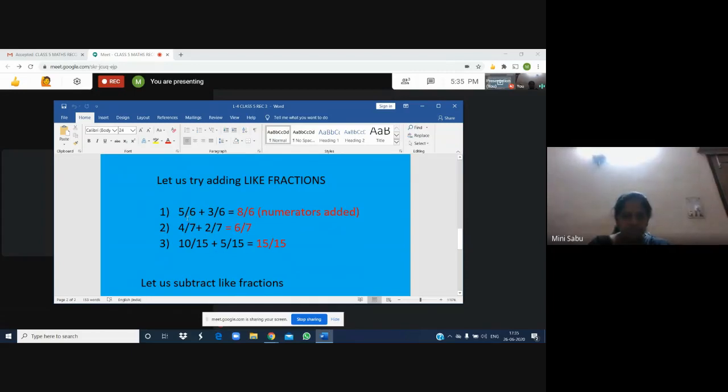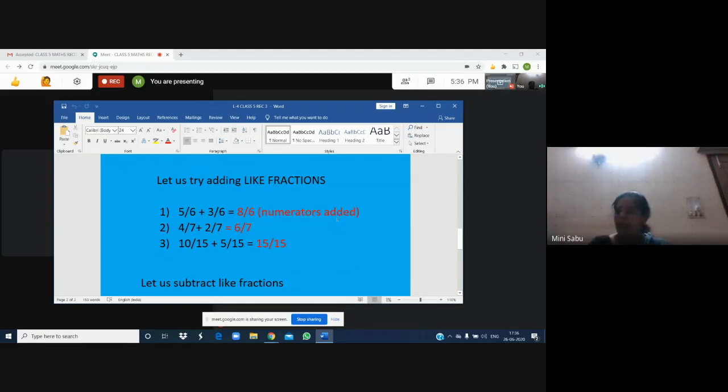Okay. See, first fraction is 5 by 6 and second fraction is 3 by 6. Here the denominator is 6, here also denominator is 6. So they are like fractions and we are going to add them. When to add the like fractions, what we have to do, yesterday I told you, add the numerators and write the denominator as it is. Here I have given that clue.